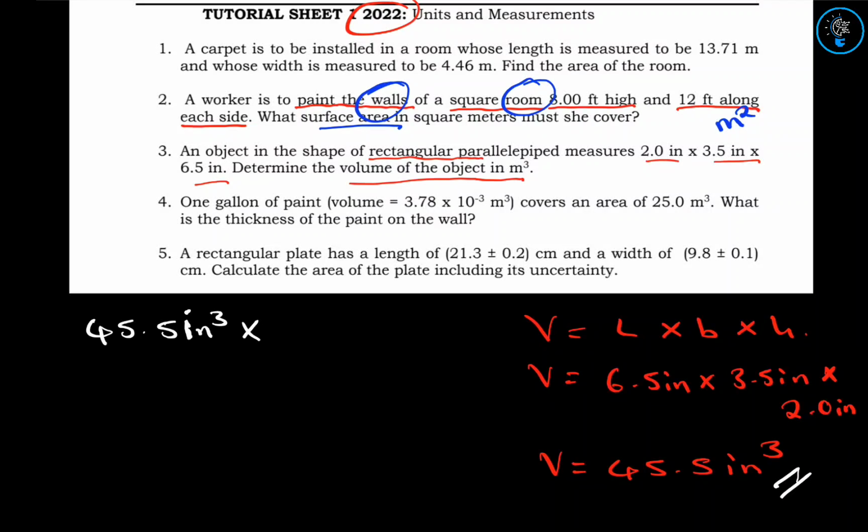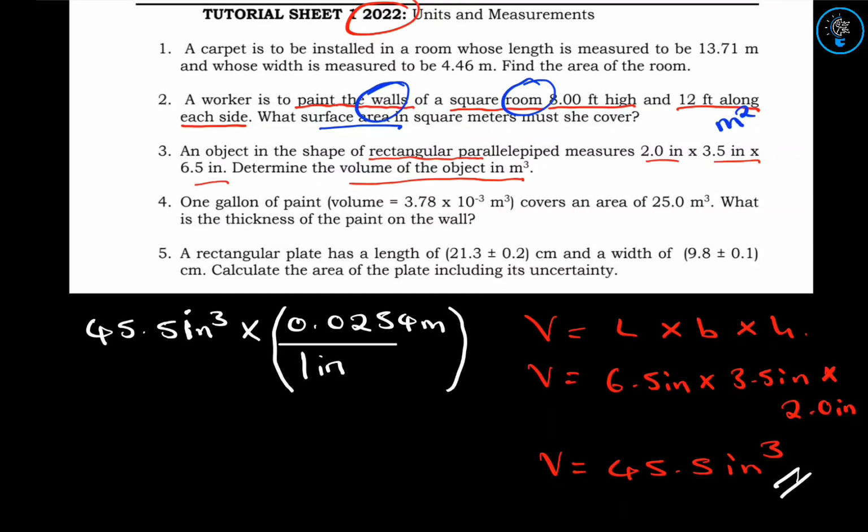So we know that to convert inches into meters, 1 inch is equal to 0.0254 meters. Wait a minute, no. An inch is smaller than a meter, so it's this way.